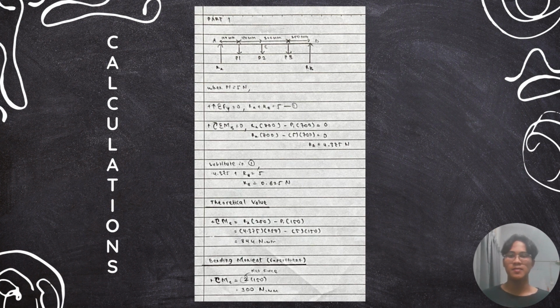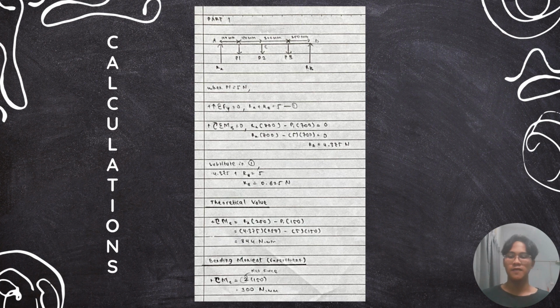As for this example, we take P1 equal to 5 Newton, and then we will do the summation of force in y direction and get the first equation, which is Ra plus Rb equals 5. Then we will do the summation of moment at point B to get the value of Ra. Using the value of Ra, we can insert it in the first equation to get the value of Rb.